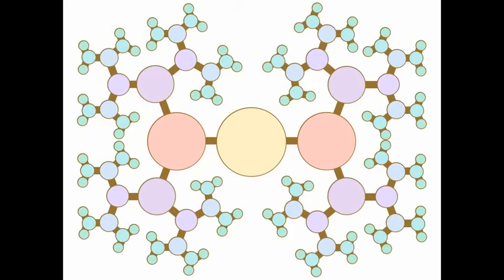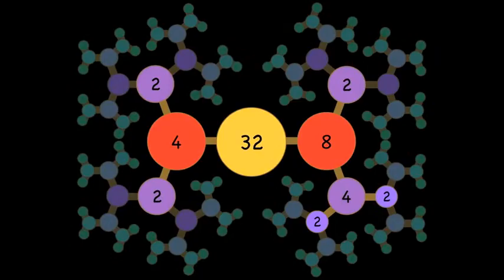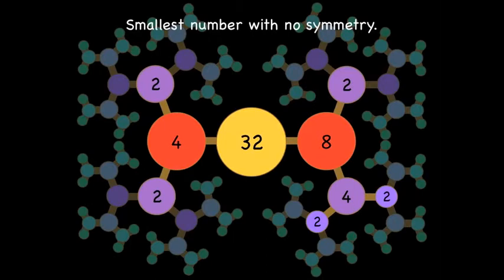If you don't have a colored photocopier, there's a black and white version. If your curriculum demands, integral fission will also allow you to talk about symmetry. 32 is the smallest number with no symmetry.